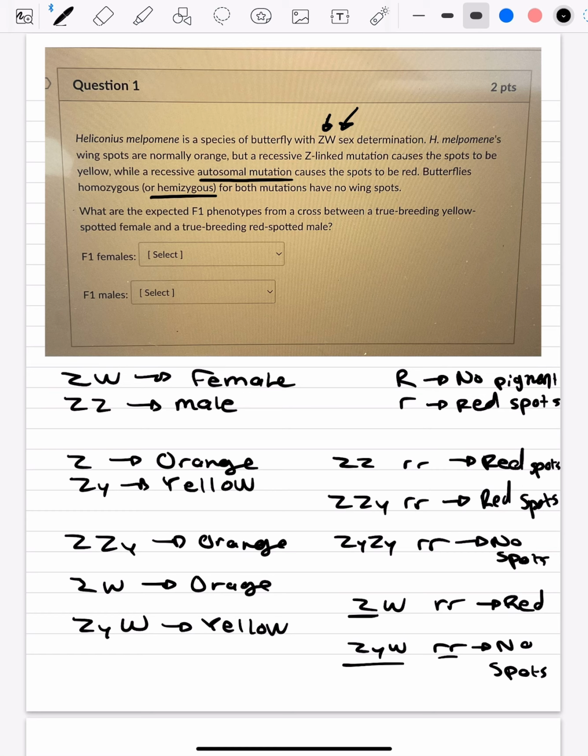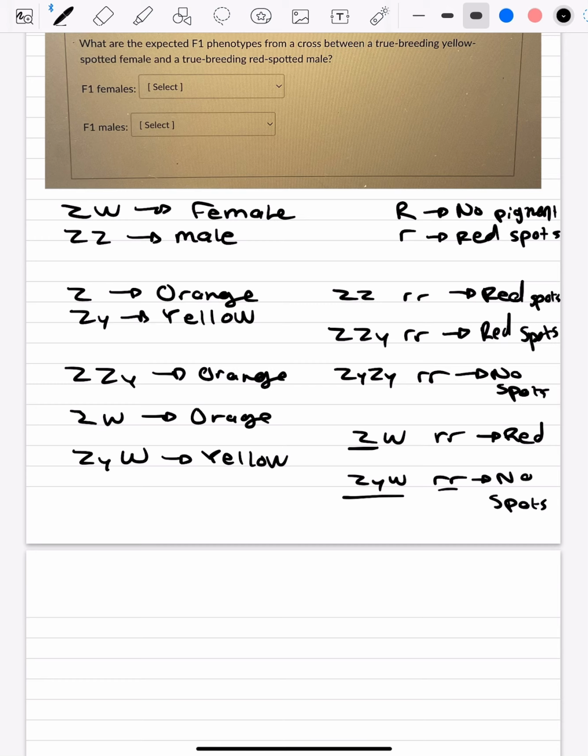Going on to the question, what are the expected F1 phenotypes from a cross between a true breeding yellow-spotted female and a true breeding red-spotted male? So a true breeding yellow-spotted female. True breeding means that this individual is going to pass on the same genes for its phenotype to its offspring. So it's going to be homozygous, either dominant or recessive at the locus. So we have a true breeding yellow-spotted female. She's going to have the genotype ZYW, and we know she's true breeding, meaning she's going to be homozygous, dominant or recessive.